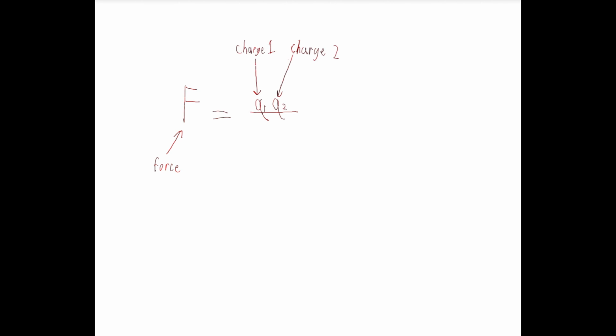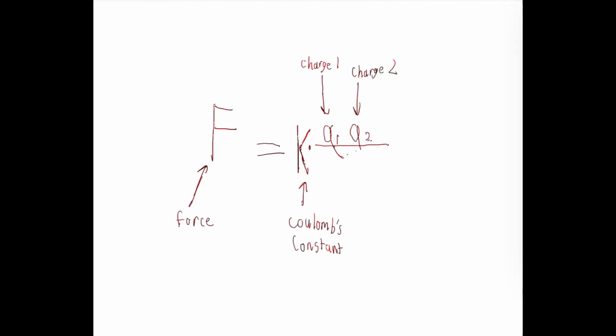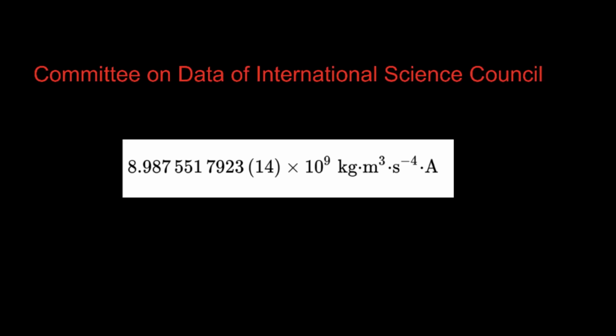F is equal to the charges of both objects, since electric force is generated by charge, times K, Coulomb's constant, divided by r squared. Now, about K. Coulomb's constant is equal to the value of 1 over 4 pi epsilon naught. Epsilon naught is another constant, by the way, but it's typically recommended by the CODATA organization to use the value of 8.987551792 times 10 to the 9th power as K. Wow, that was a mouthful.